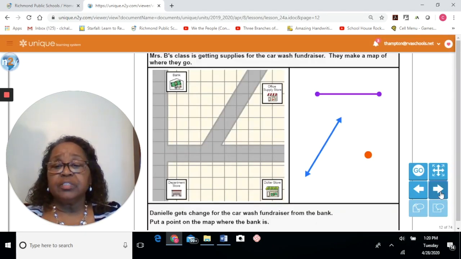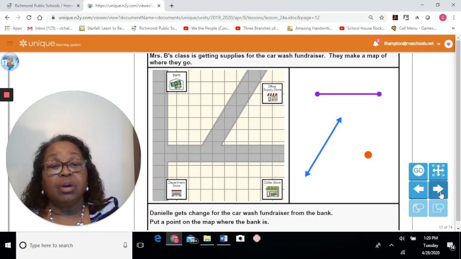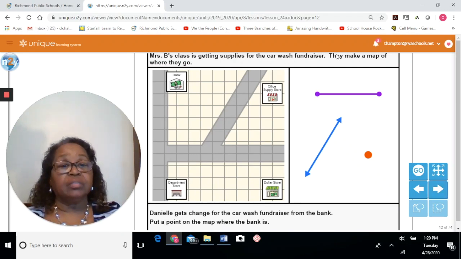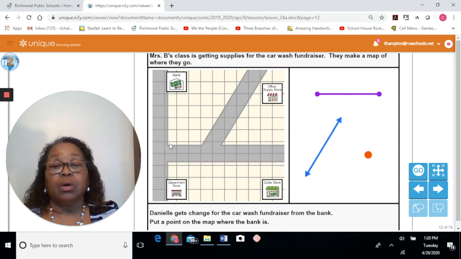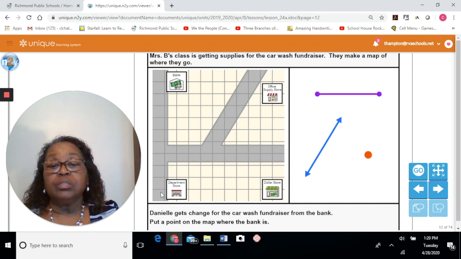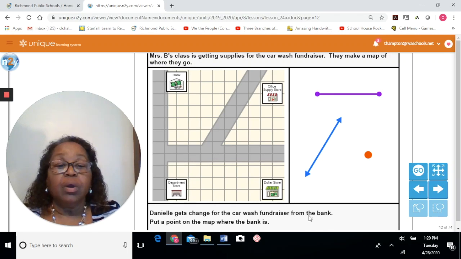Let's see what this is. Danielle, start at the top. Mrs. B's class is getting supplies for the car wash fundraiser. They make a map of where they go. So here we have the map again on a grid. These dark blue lines are the streets, the bank, office supply store, department store, and Dollar Tree.